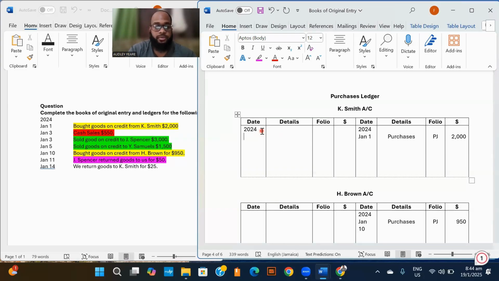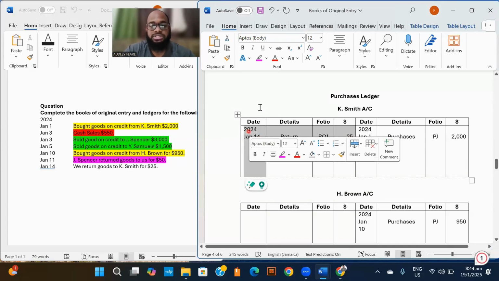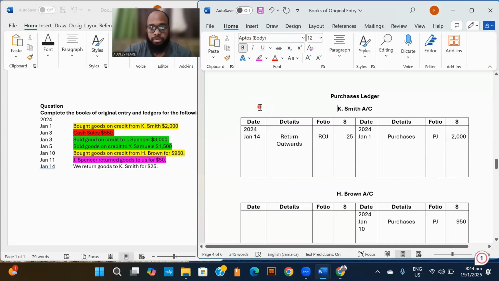And the date was January 14 that we returned goods. And of course, we have to put a description or the details, return outwards. And where did this information come from? This information came from the return outwards journal. So we put ROJ. All right. And then the amount of money we brought back was $25 worth of goods. Remember, I told you why is it called a debit note? Because to reduce the creditor's account, which is K-Smith in this case, we had to debit his account. And as a result, it is called the debit note. A pretty good way to remember it.